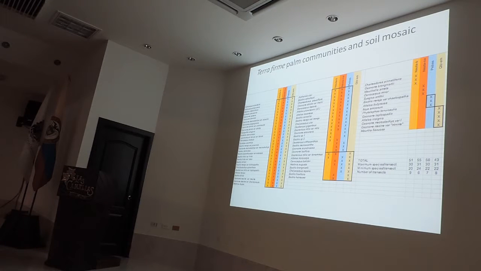communities, and when you go there you are amazed. Sometimes in just one hectare you could find 10 different palm species just growing together.